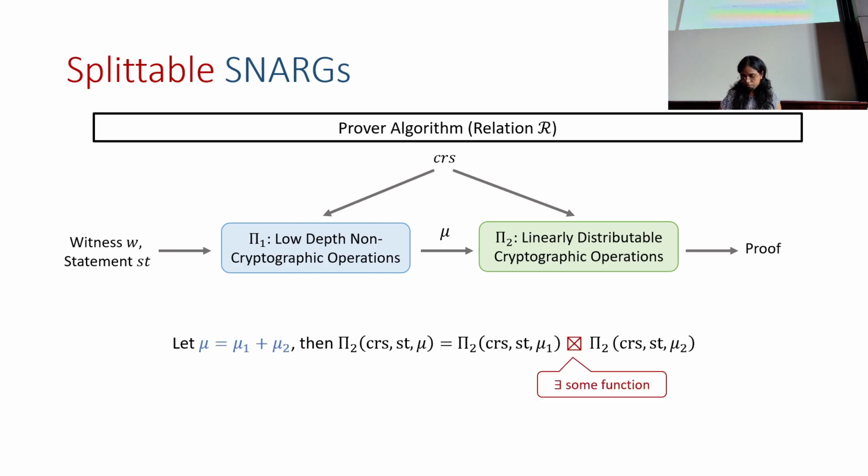And what that means is the following. Let's say we have some additive shares of the output of the first step of the computation, which is mu. What we now want is that for the second step, the parties can individually apply the second step on their individual shares, and the outcome of this computation is proof shares that can later be reconstructed using some simple and efficient algorithm.